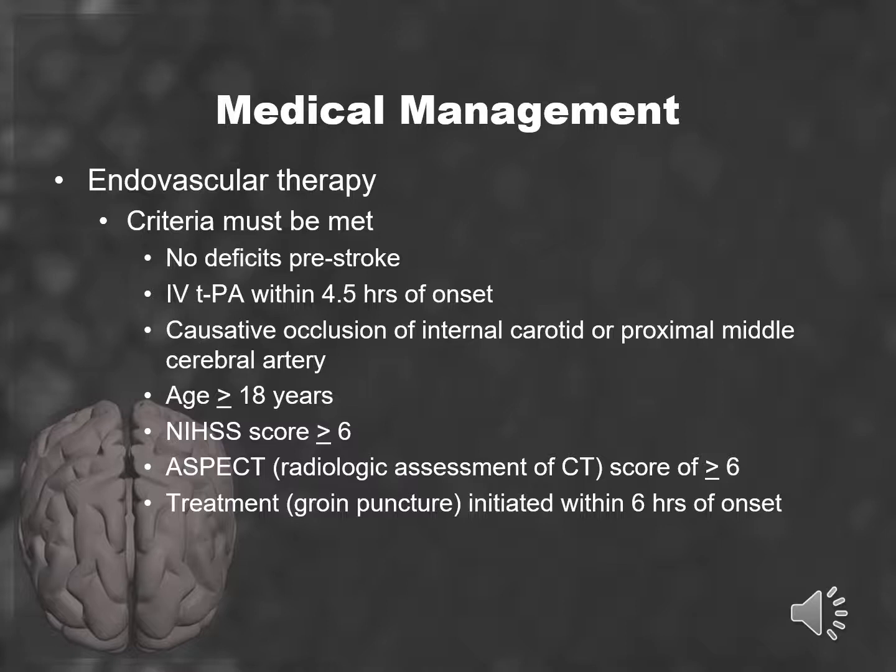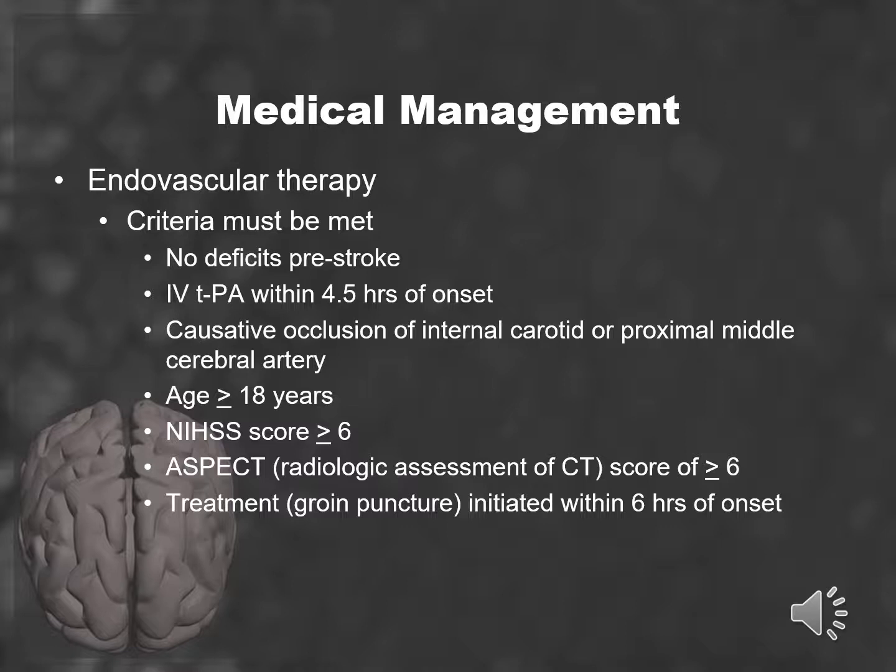So the criteria that have to be met for endovascular therapy is that the patient has to have no deficits before the stroke. Another thing is that TPA has to have been given within 4.5 hours of the onset of the stroke. The internal carotid or proximal middle cerebral arteries are the ones that have to have been occluded by the stroke.